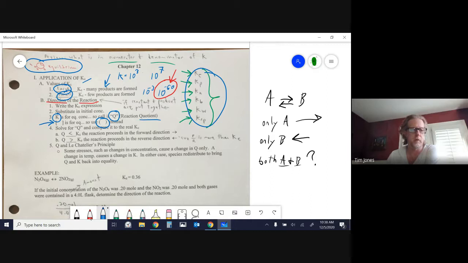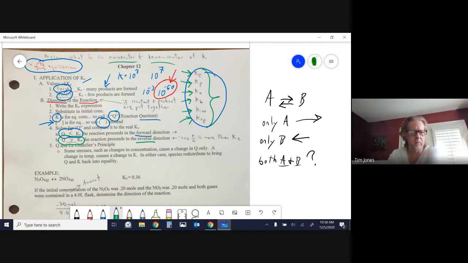which direction it's going. Right here, if Q is less than K, then the reaction will go forwards, and it will continue going forwards until it reaches equilibrium. If the Q is greater than K, then it will go in the reverse direction until it reaches equilibrium, and then that is pretty much the end of the story unless we make some sort of change.